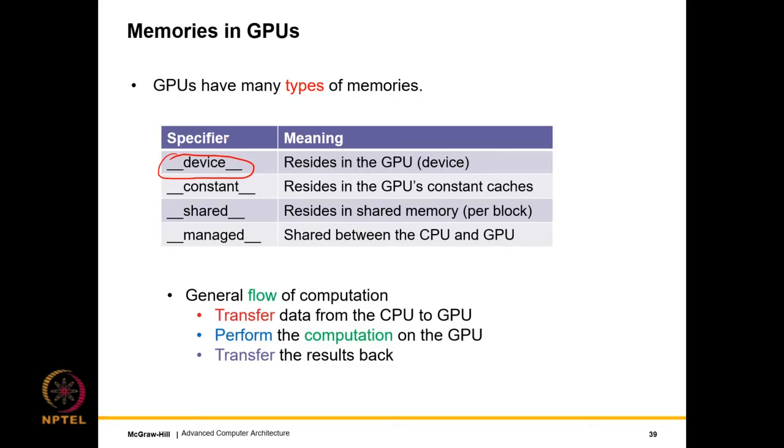Shared means it resides in shared memory. Shared memory is something that is there per block, which is per thread block. We assign some memory which is shared only by the threads within a thread block. This is also within the GPU. All three of these are within a GPU.